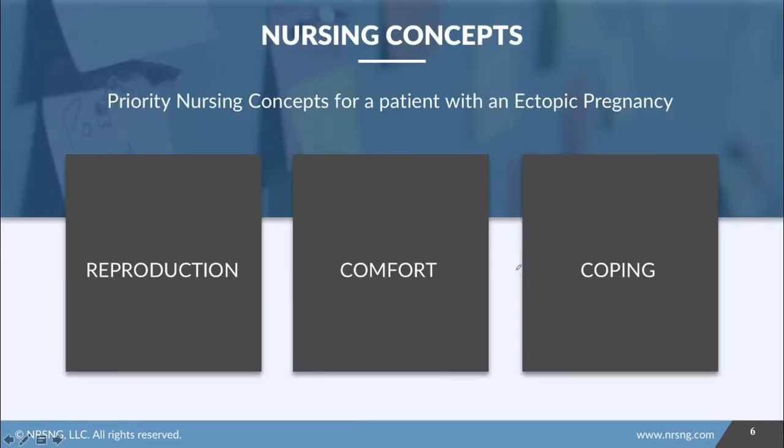Our nursing concepts for ectopic pregnancy are going to be reproduction, comfort, and coping. Obviously, the patient has reproduced, and then we need to provide comfort for her. She's in pain, having the severe pain, undergoing surgery, and then coping, because this is a loss. It is a pregnancy loss, so we need to provide coping for her.